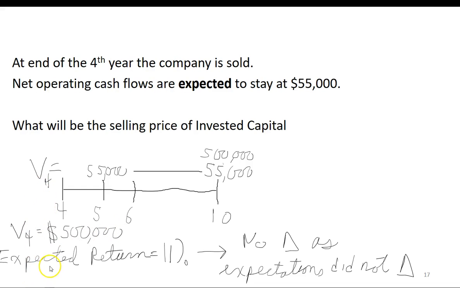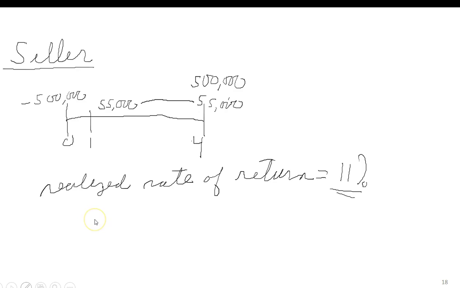As a buyer, your expected rate of return is also going to be 11%, because if you put in a negative 500,000, payments of 55,000, 6 years, future value, solve for the rate of return, you'll come up with 11%. And again, that value needs to go in as a negative, otherwise you're going to get an error. The seller is also going to have a realized rate of return of 11% as shown.